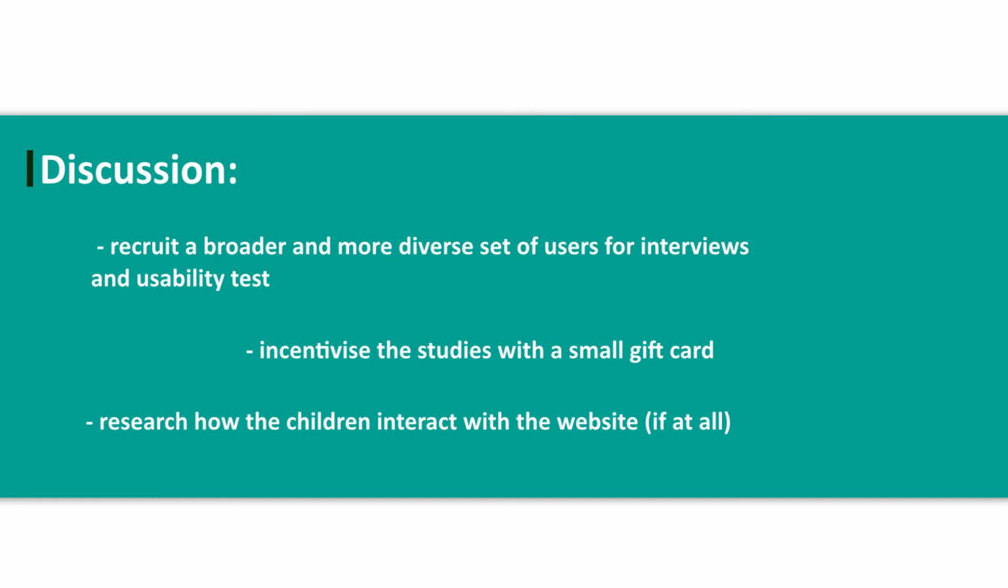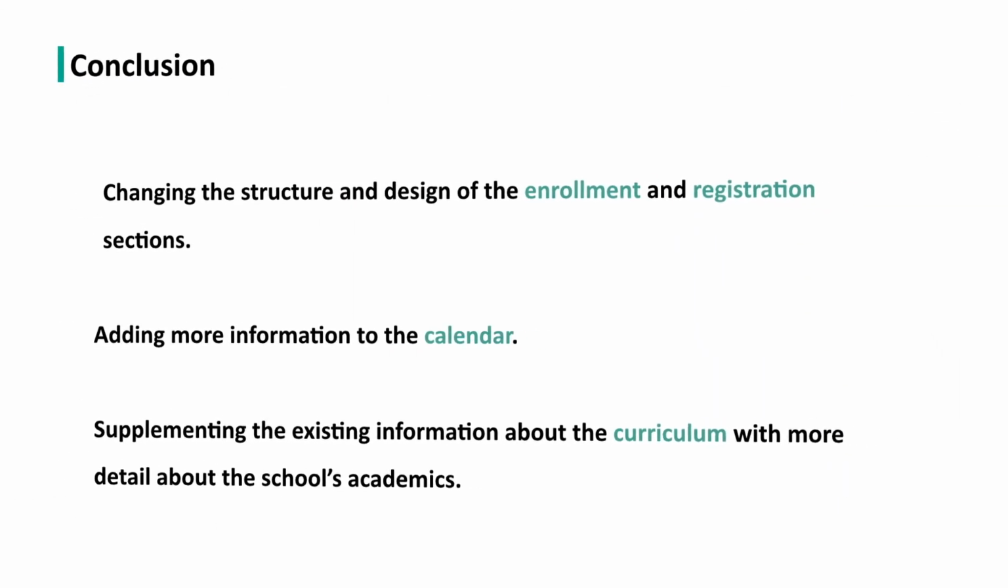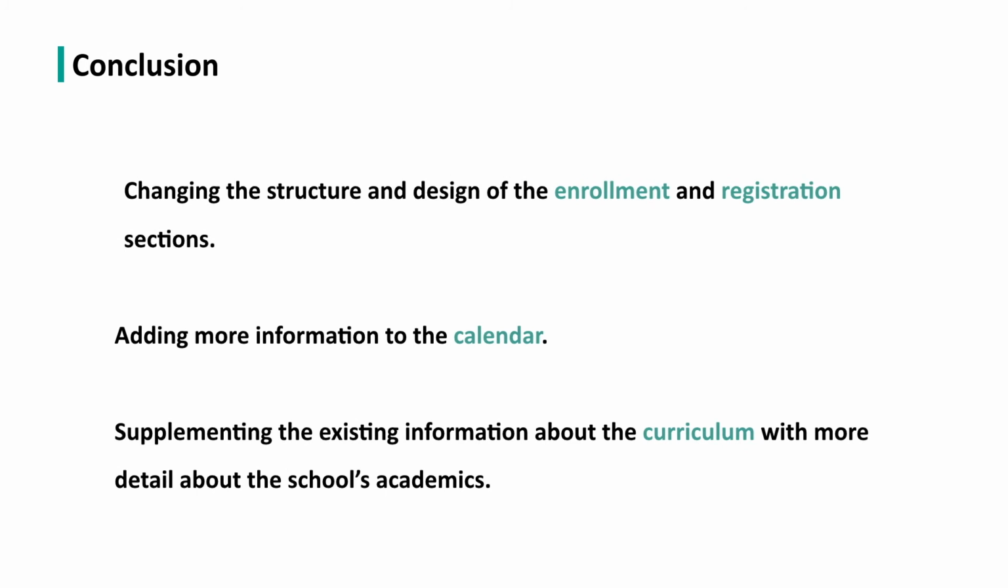In sum, for improving the usability of the AALC website, we will suggest 3 major changes: changing the structure and the design of the enrollment and registration sections, adding more information to the school calendar, supplementing the existing information about the curriculum with more detail about the school's academics.